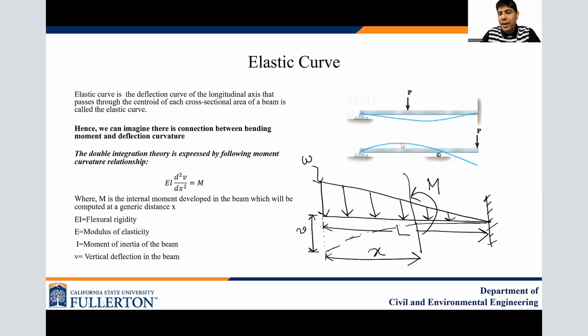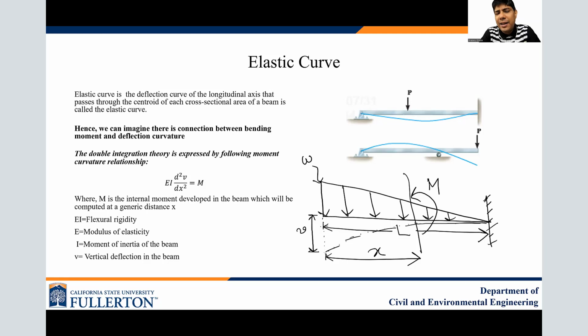You can do this basic imagination using a paper and pencil, so that you can see how you can bend the paper and see the deflection curve. We can imagine that the elastic curve is the deflection curve of the longitudinal axis that passes through the centroid of each cross-section area of the beam, which we define as the elastic curve.